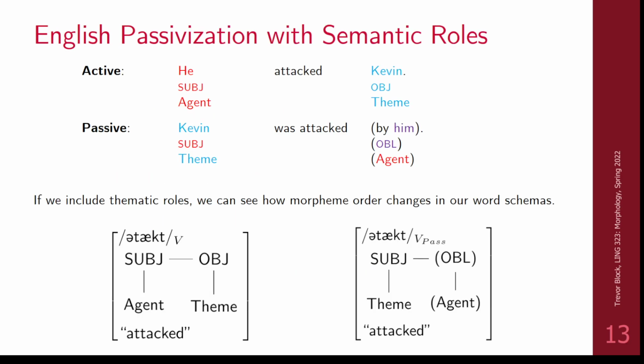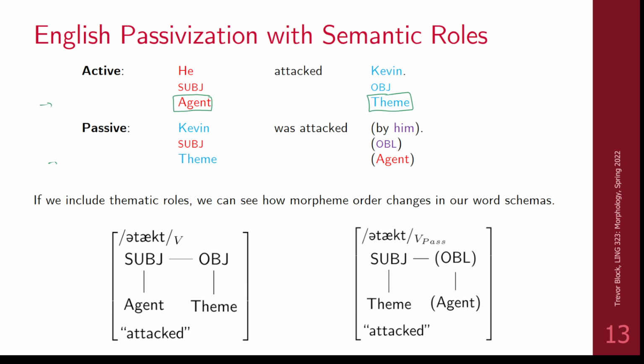So now let's take a look at our passivization. We're using the same sentence. I've just added a new line with semantic information. So he is an agent. He is the one attacking Kevin, which is the theme. You could also call Kevin a patient. I'm just going to use theme.